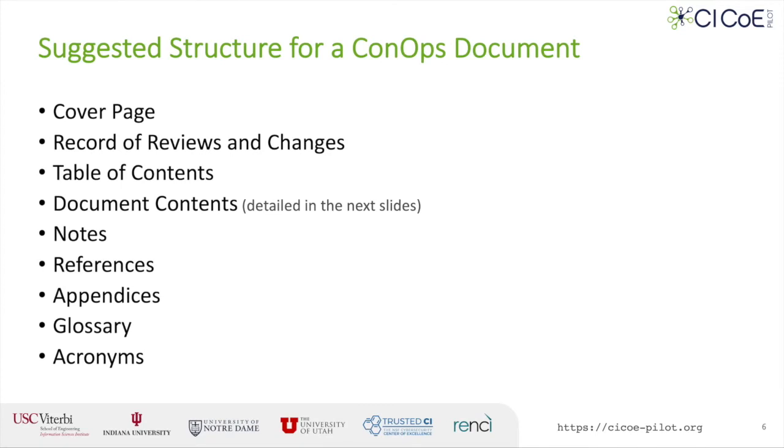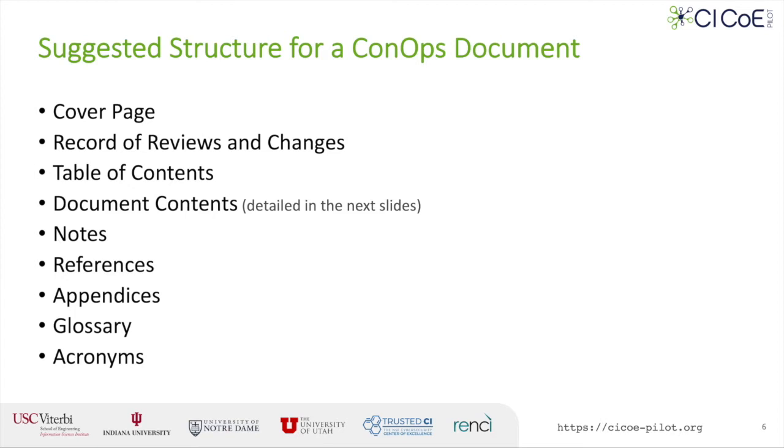After reviewing several documents and the IEEE standard, we come up with this suggested structure for a ConOps document, which includes a cover page, where you provide the information that this is a ConOps document, and then probably your institution's headers and a few more pieces of information there. The record of reviews and changes.